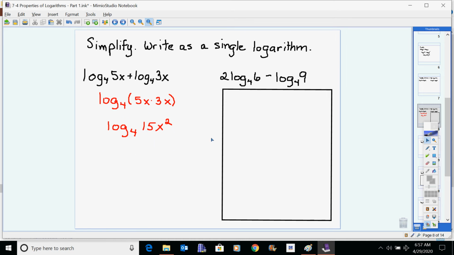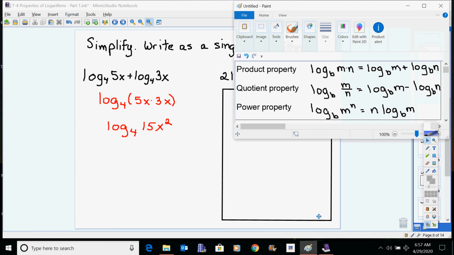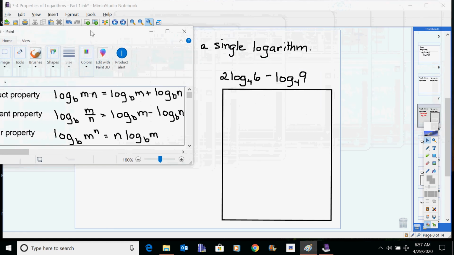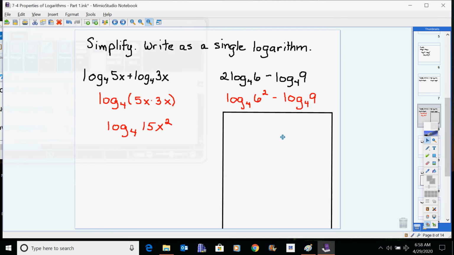Okay, let's take a look at this one. We've got our properties, this one. I'm going to pull this over here so you can see it. So 2 log base 4 of 6. Oh, there's a number out front here. So we need to apply this property first. Always look for these first: n log base b of m. So that n goes up as an exponent for the number. There's nothing else here, so we're just going to do this first. The 2 comes up here.